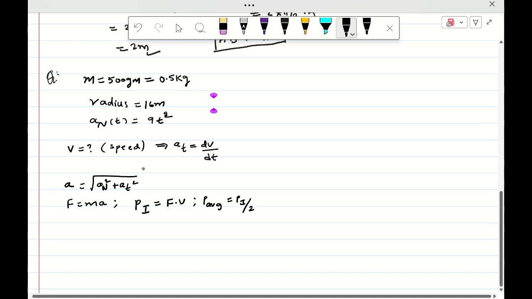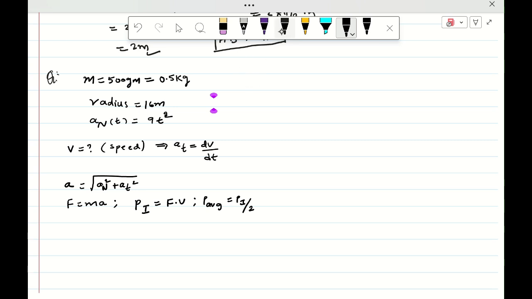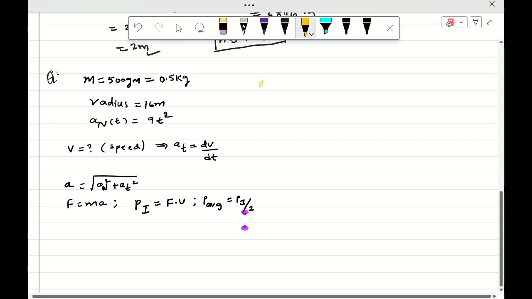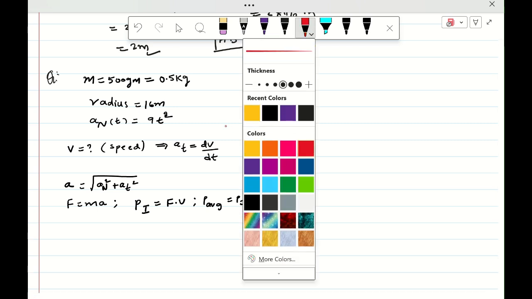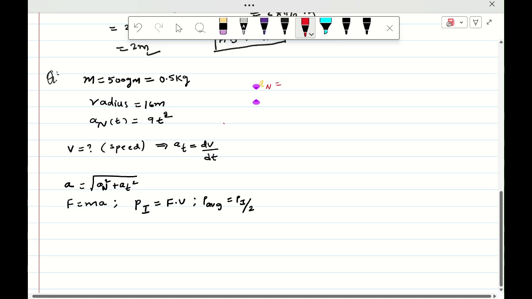So this many questions can be asked on this. These are the questions already asked in this formula, given data. Now see, given AN is equal to 9t square. From this AN I can find out V square by R.